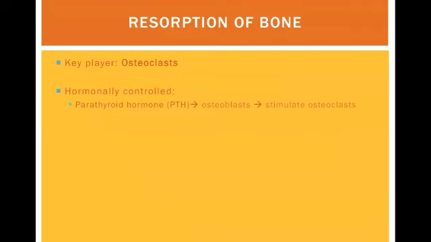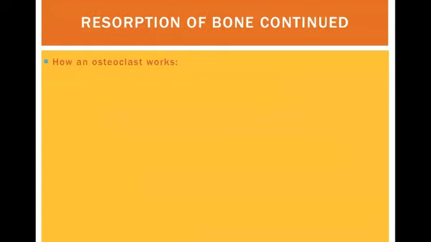The parathyroid hormone signals the osteoblast to stop producing osteoid seam, and the osteoblast will go on to signal the osteoclast to break down the bone. This is done when low blood calcium levels are detected. The opposite will occur when calcitonin is secreted from the parafollicular cells of the thyroid gland. Now let's discuss how an osteoclast works.